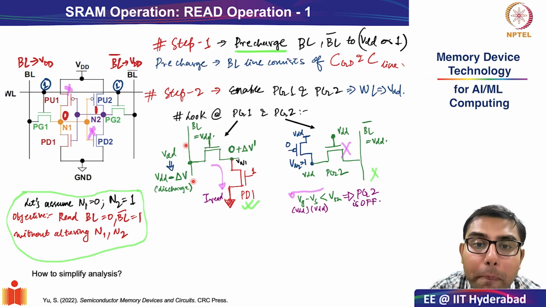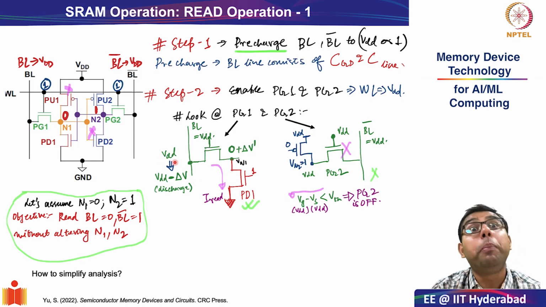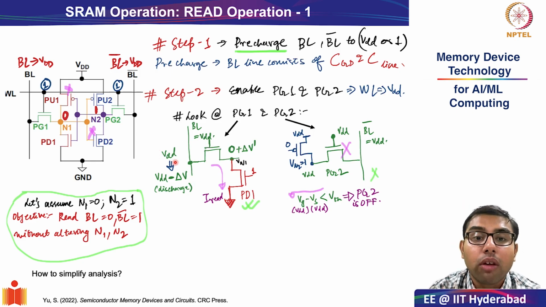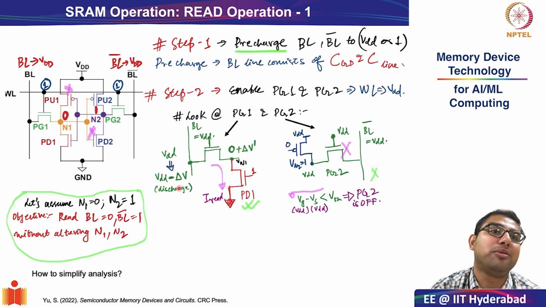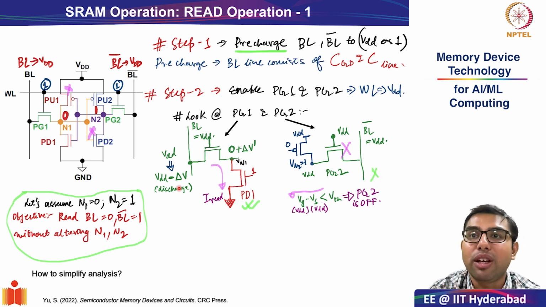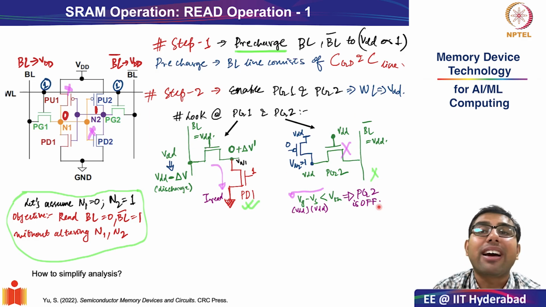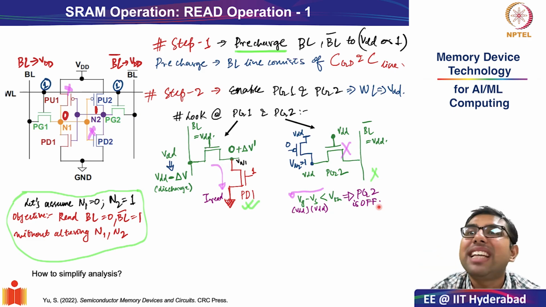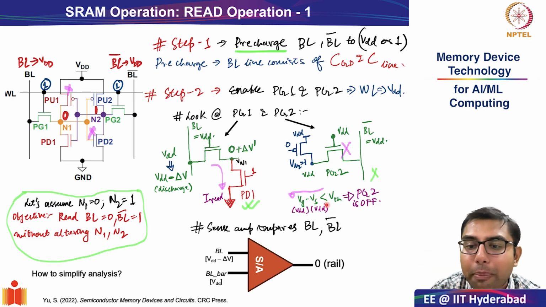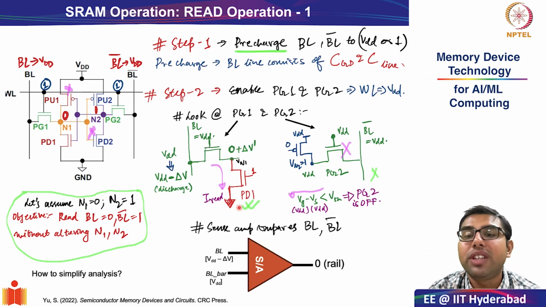And therefore, your bit line, which was earlier pre-charged to VDD, will now get slightly discharged to VDD minus delta V. Okay? And as we have seen, both the bit line and bit line bar will be connected to the two ends of the sense amplifier. So let us see what is happening at the two ends of the sense amplifier.